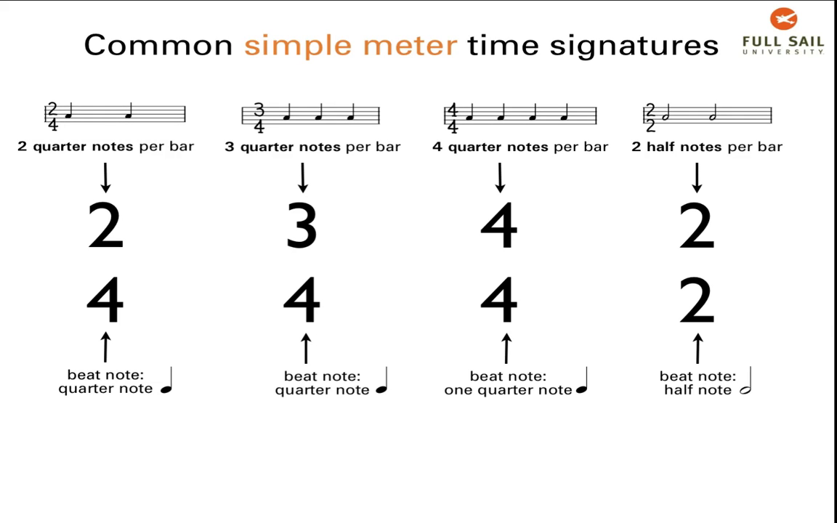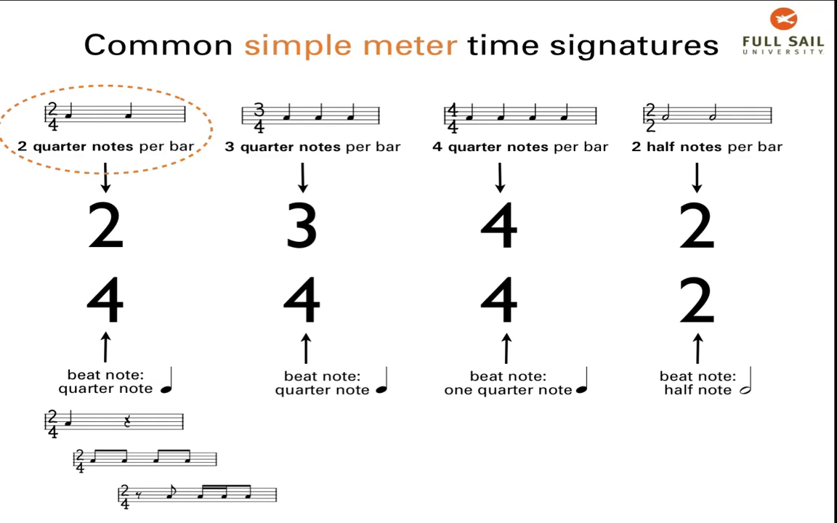In 2/4, for example, each bar can fit 2 quarter notes, or the equivalent thereof. This doesn't mean that every bar of 2/4 has to contain 2 quarter notes. It just means that all the notes in a bar of 2/4 have to add up to be equal in value to 2 quarter notes.